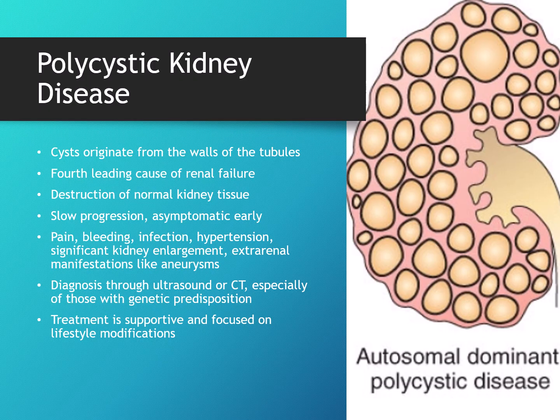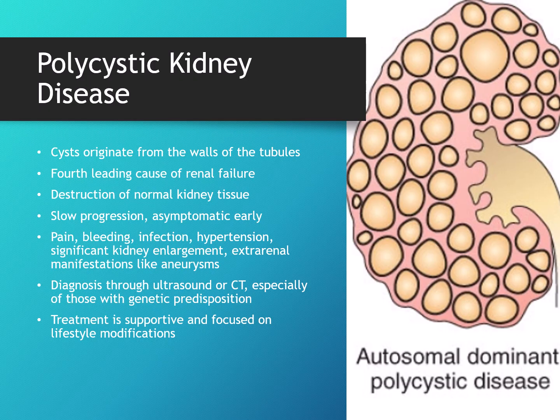So we usually diagnose polycystic kidney disease through things like ultrasound or CT, especially in those patients who might have a genetic predisposition. Because again, this is an autosomal dominant inheritance pattern. So we're watching for this to develop very closely in patients who have first level relatives who also have polycystic kidney disease. The treatment is often supportive in nature and really focused on lifestyle modifications.